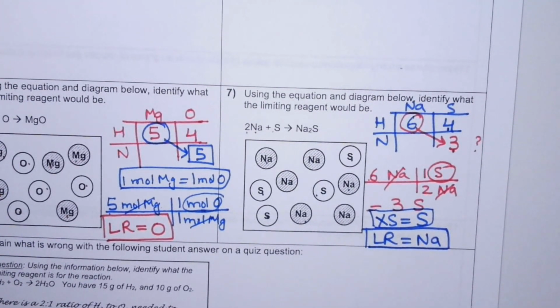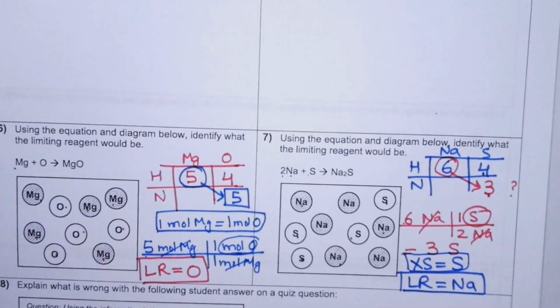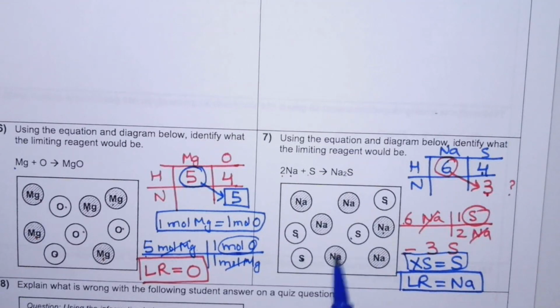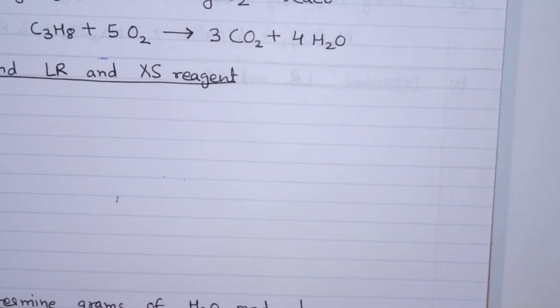So sodium will be our limiting reagent. Okay. So this is how we analyze the diagrams. Okay. Now let's do some problems from worksheet number 2.